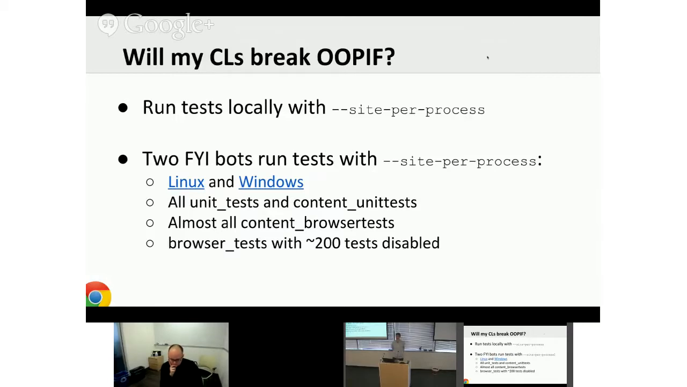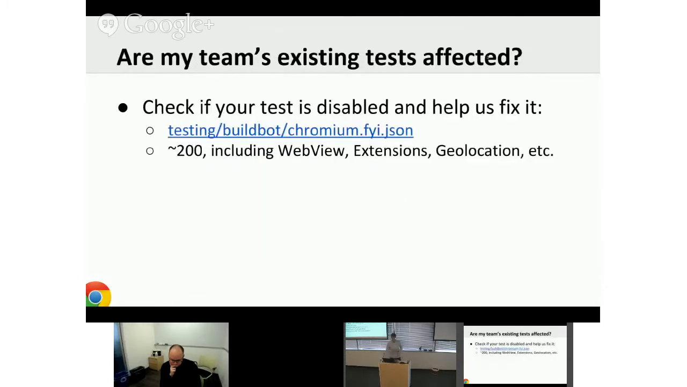They are running all unit tests, all content unit tests, almost all content browser tests. We have a few issues on our end that we still need to fix for that. And we've recently enabled the majority of browser tests with about 200 tests currently disabled. You can check if your team's test is on that list by looking at this file, chromium.fyi.json, which has the gtest filter.